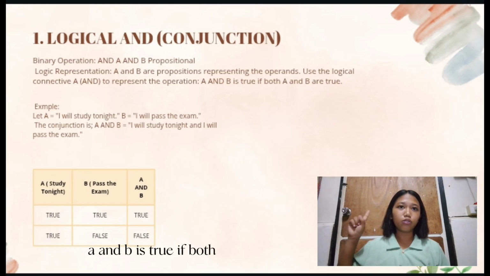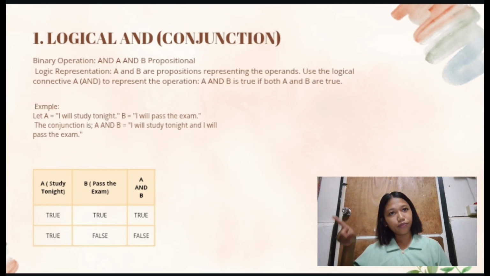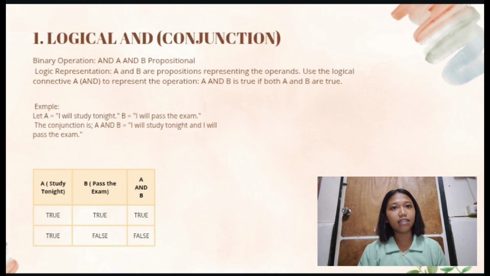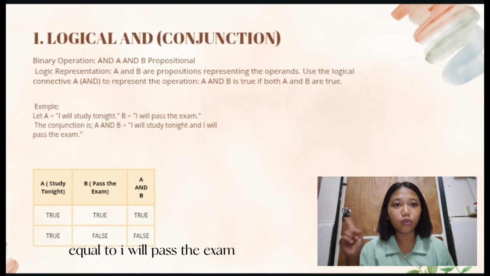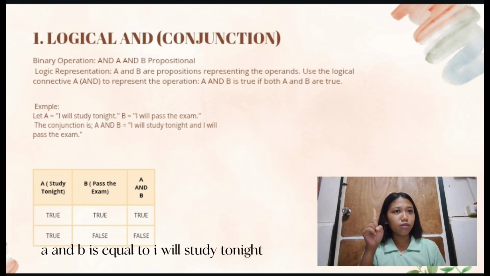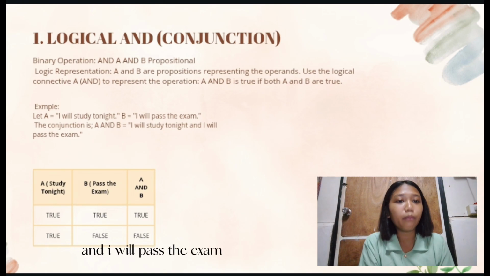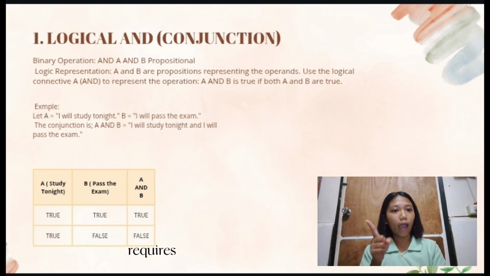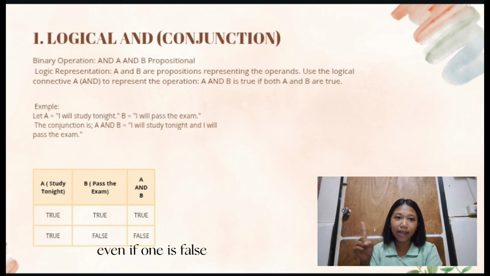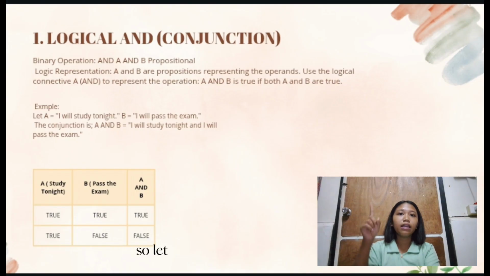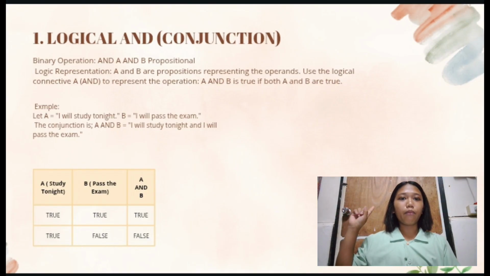A and B is true if both A and B are true. For example, let A be "I will study tonight" and let B be "I will pass the exam." So the conjunction A and B is "I will study tonight and I will pass the exam." The logical AND, or conjunction, requires both statements to be true. If even one is false, the whole statement becomes false.